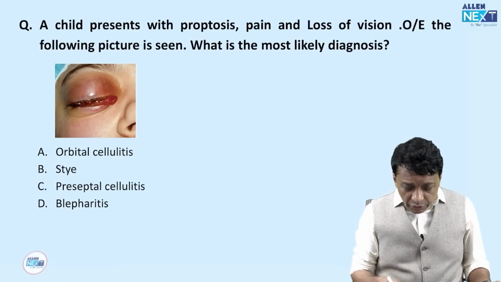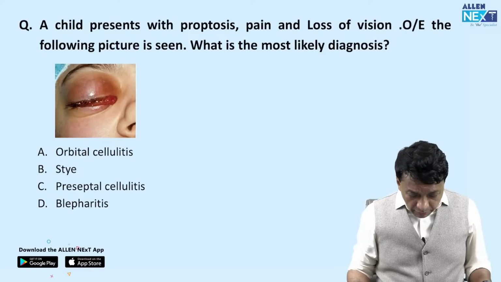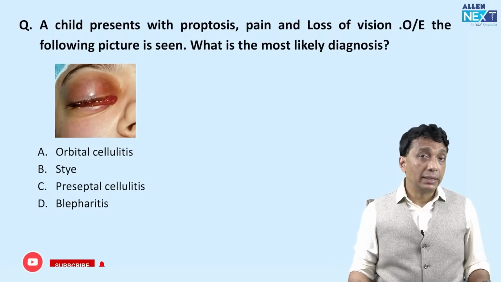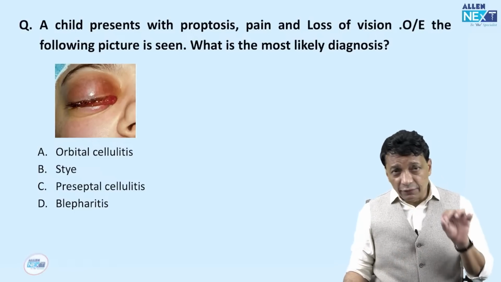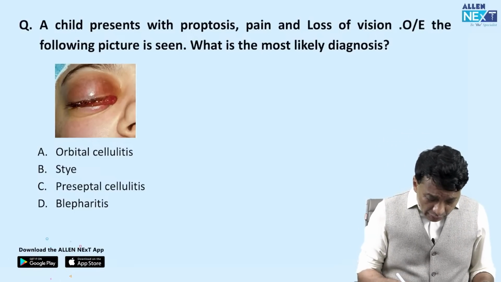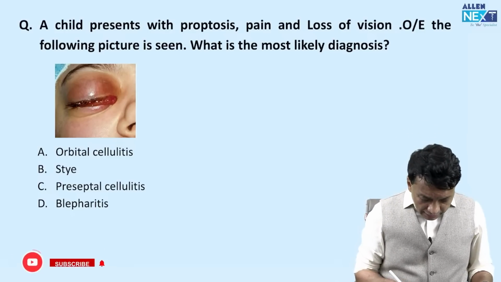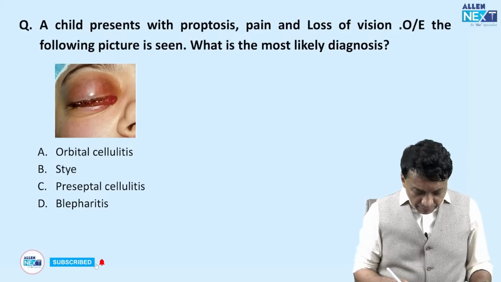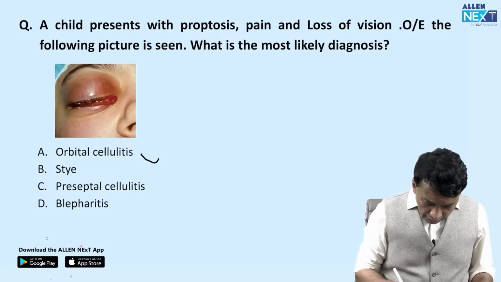Very well. A child presents to you with proptosis, pain and loss of vision. On examination, the following picture is seen. What is the most likely diagnosis? And the picture is very, very typical. Look at that proptosed eye, inflamed eye, conjunctiva spilling out. This is a very dangerous looking eye. And what is it? Is it orbital cellulitis? Is it a stye? Is it preseptal cellulitis, or is it blepharitis? And the answer, I'm sure you all got it, is orbital cellulitis.